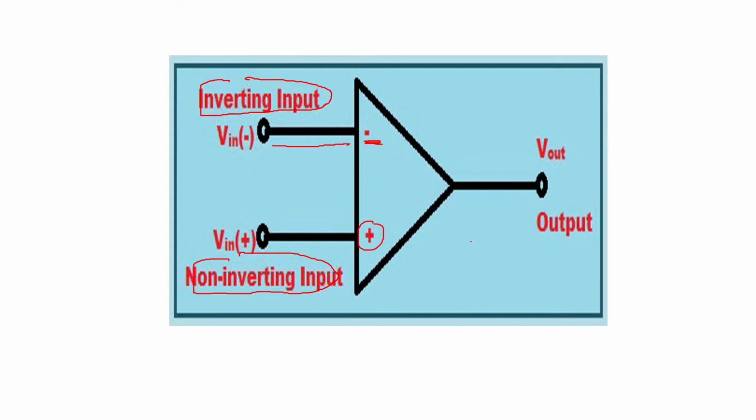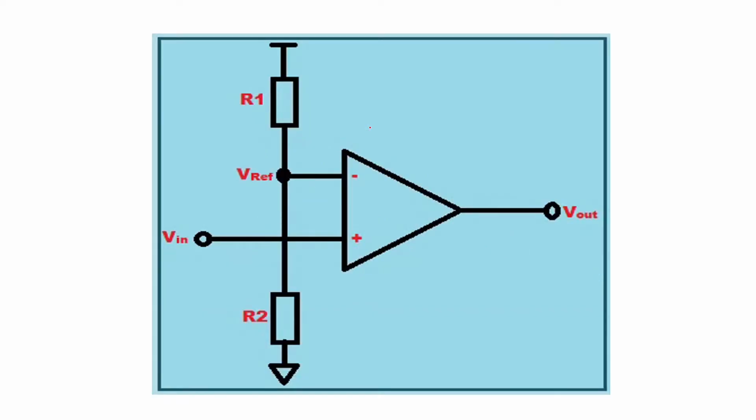So the output V0 is the gain multiplied by V in at the non-inverting input minus V in at the inverting input. So it will be the difference between the two inputs here. Whatever difference voltage you have will be amplified, so the output will be the gain multiplied by the difference voltage.